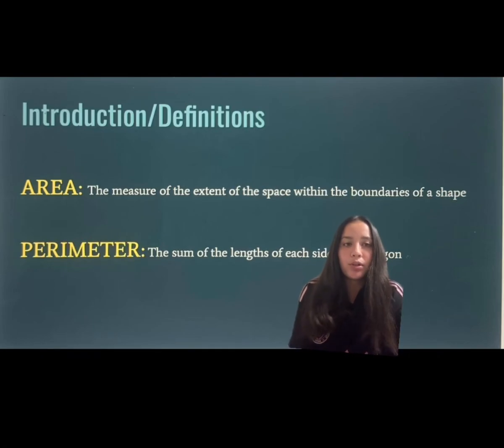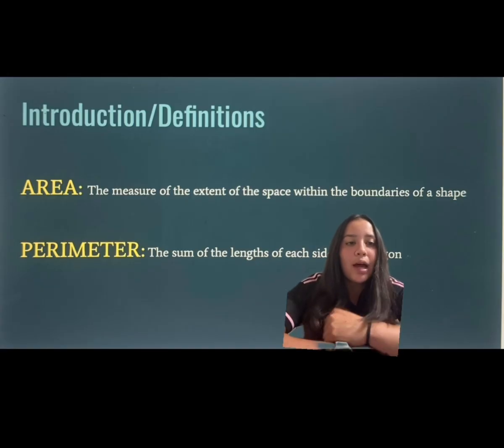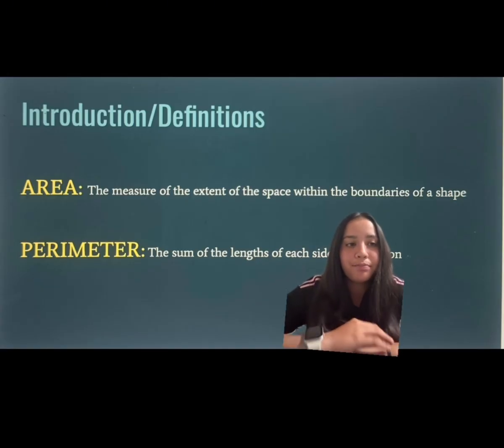Perimeter is the total distance around the outside of a shape. To find it, you add up all the lengths of all the sides. So instead of looking at the space inside, you're only focusing on the edges. For example, if you have a rectangle, you would add up all four sides together. If two sides are longer and two are shorter, you still add each one to get the total distance around the shape.